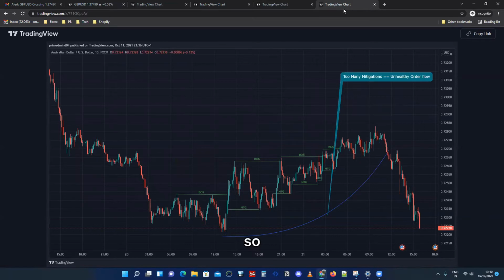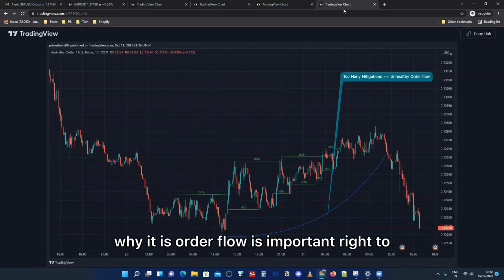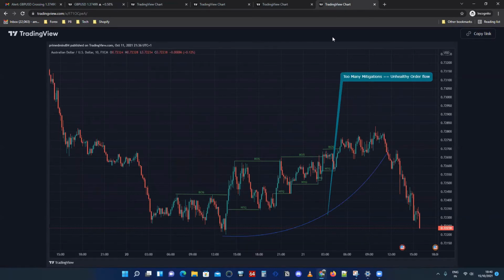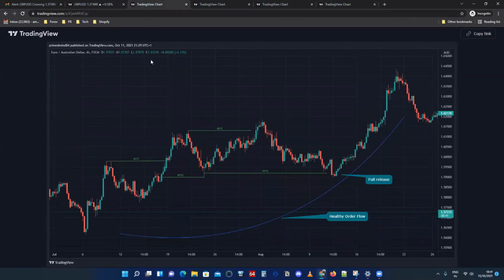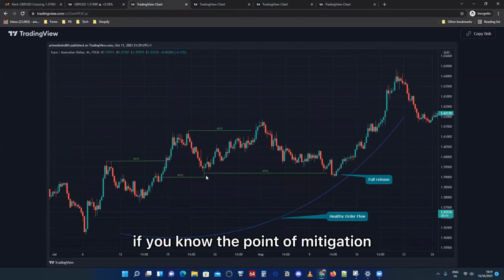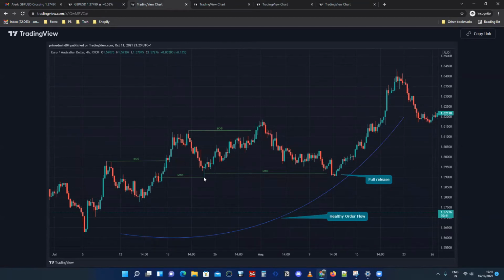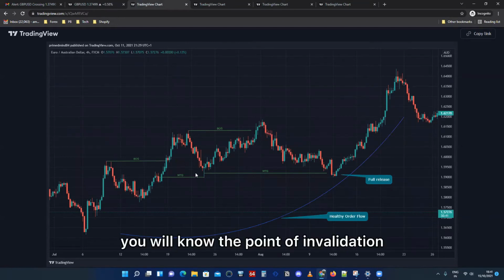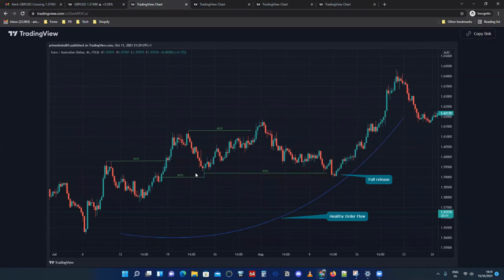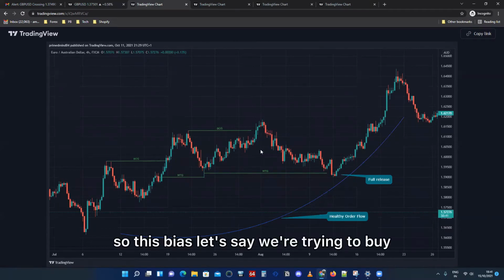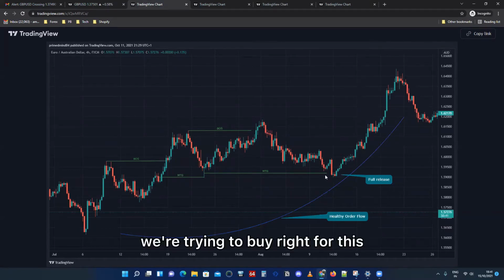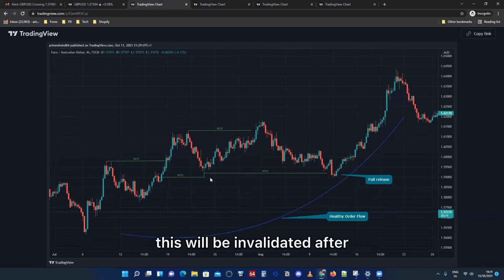So why is order flow important? Why is it important to mark these mitigations in the order flow? Because if you know the point of mitigation, you will know the point of invalidation. So let's say we're trying to buy, this bias will be invalidated once this mitigation point is violated.